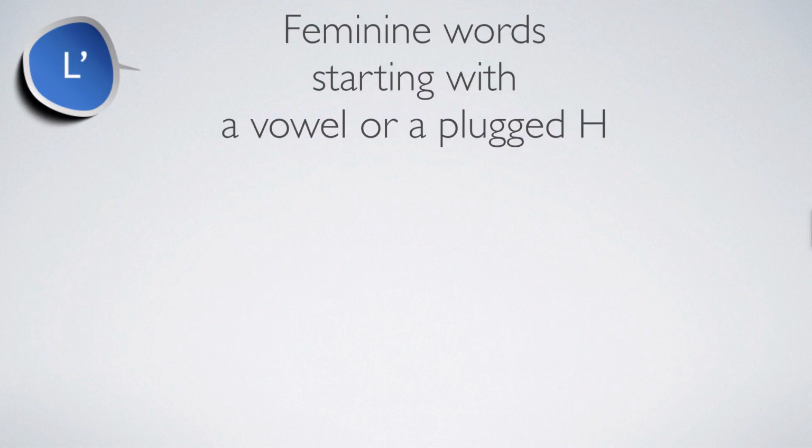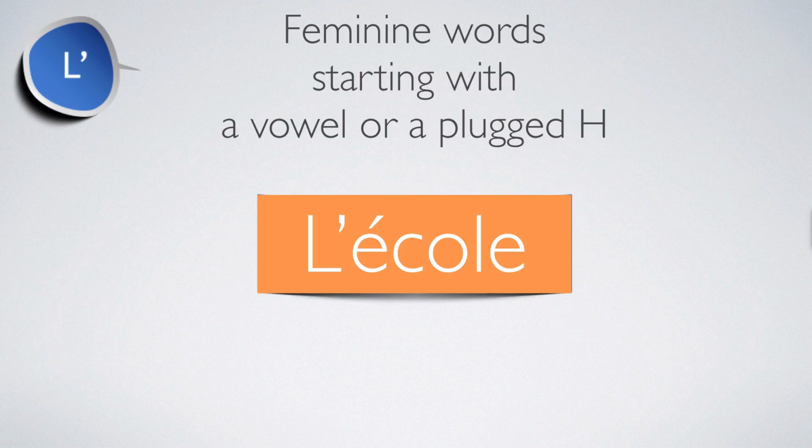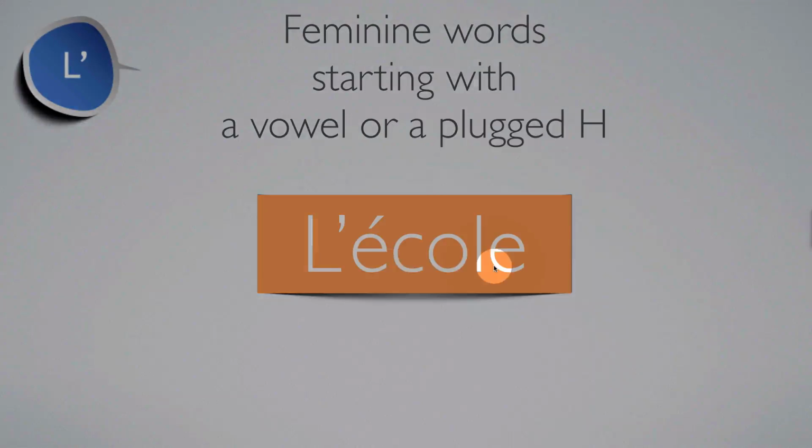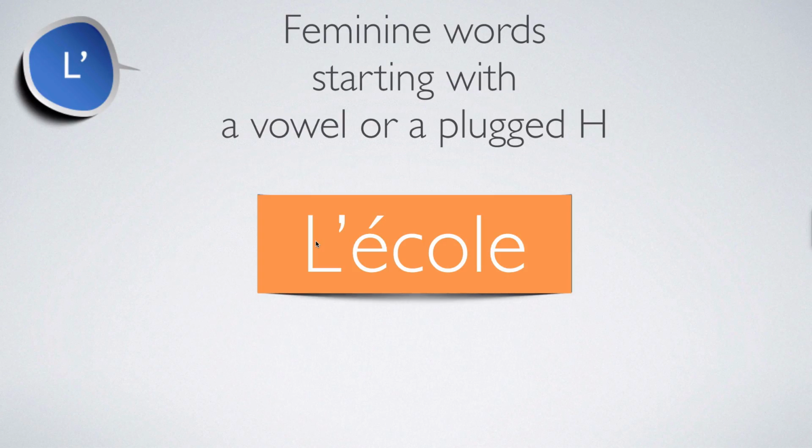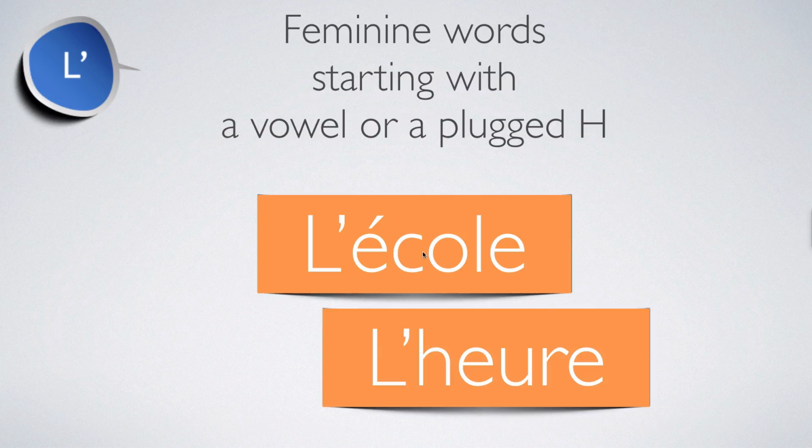La also exists with the l', so the same rule, starting with a vowel or a plugged H. But of course the word needs to be feminine. L'école, for example, l'école, school, starts with a vowel and is feminine. So, to translate "the school," we are not going to say la école, but l'école, because there is a contraction between the two words. The same thing for this word, starting with a plugged H, we say l'heure to translate the hour.